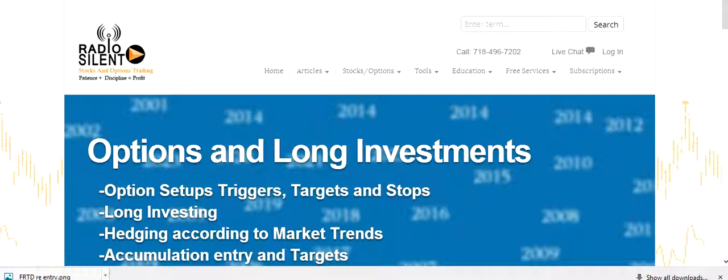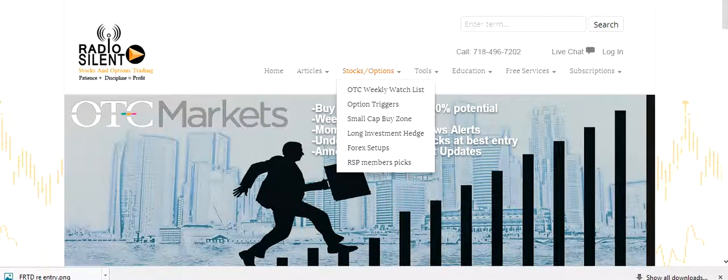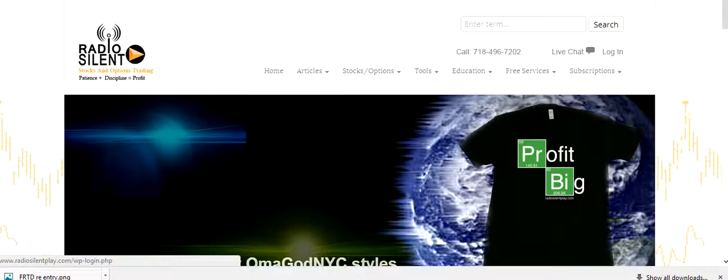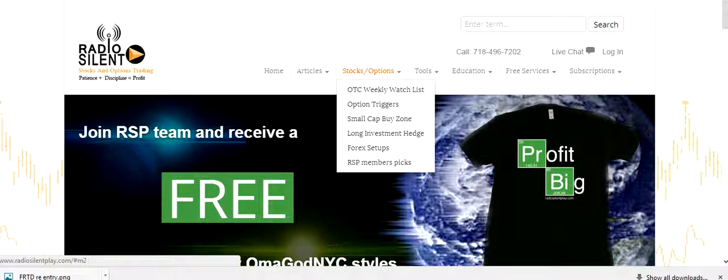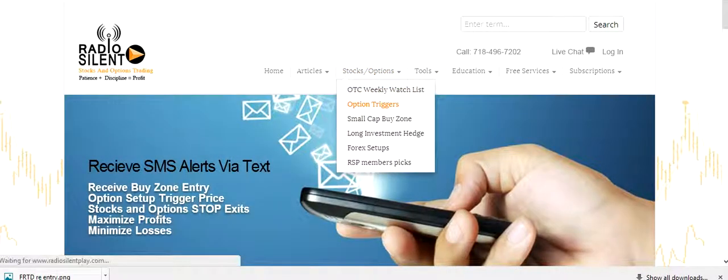Okay, so today I am going to do a video tutorial on how to use the website and trade our option setups. First, you must log in with your username and password. You will come over here to where it says stocks and options, go to the drop box, and click on option triggers.